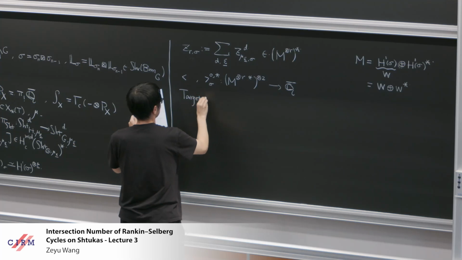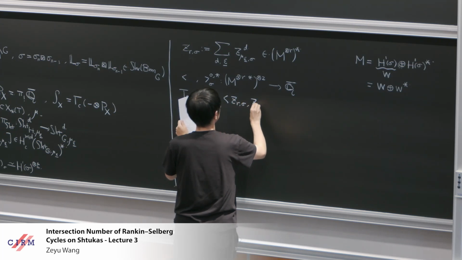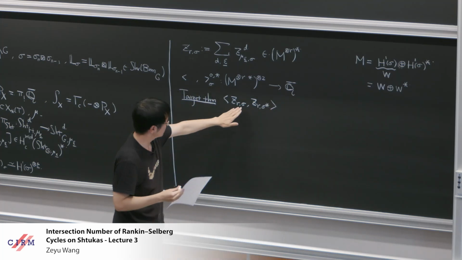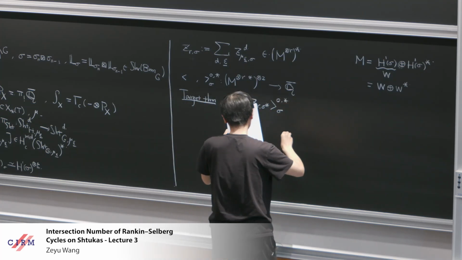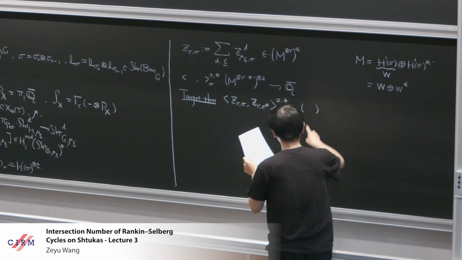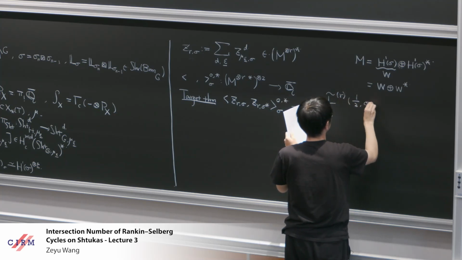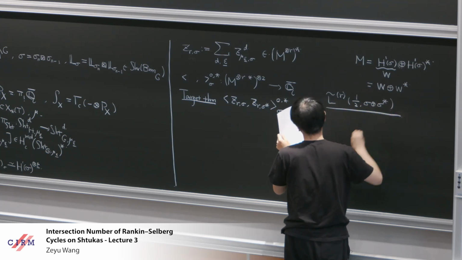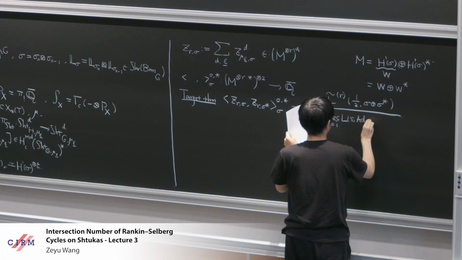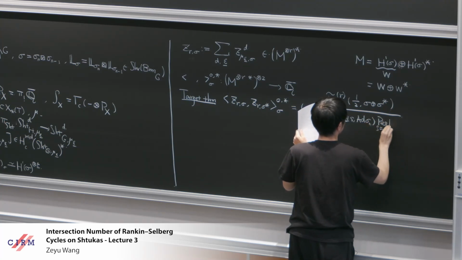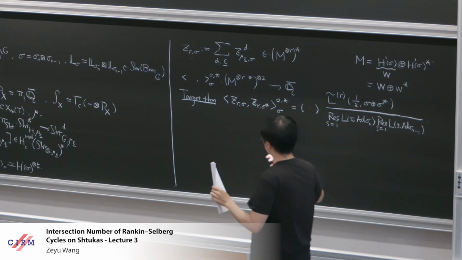And the theorem we want to prove, the target theorem, is that if you pair the sigma isotypic part of the special cycle and the sigma star isotypic part of the special cycle, you will get some not very important constant times the R-th derivative of this L-function at the central value, which is the most interesting part, and less interesting but still interesting, the residue of the adjoint L-function. Okay, so this is what we want to show.